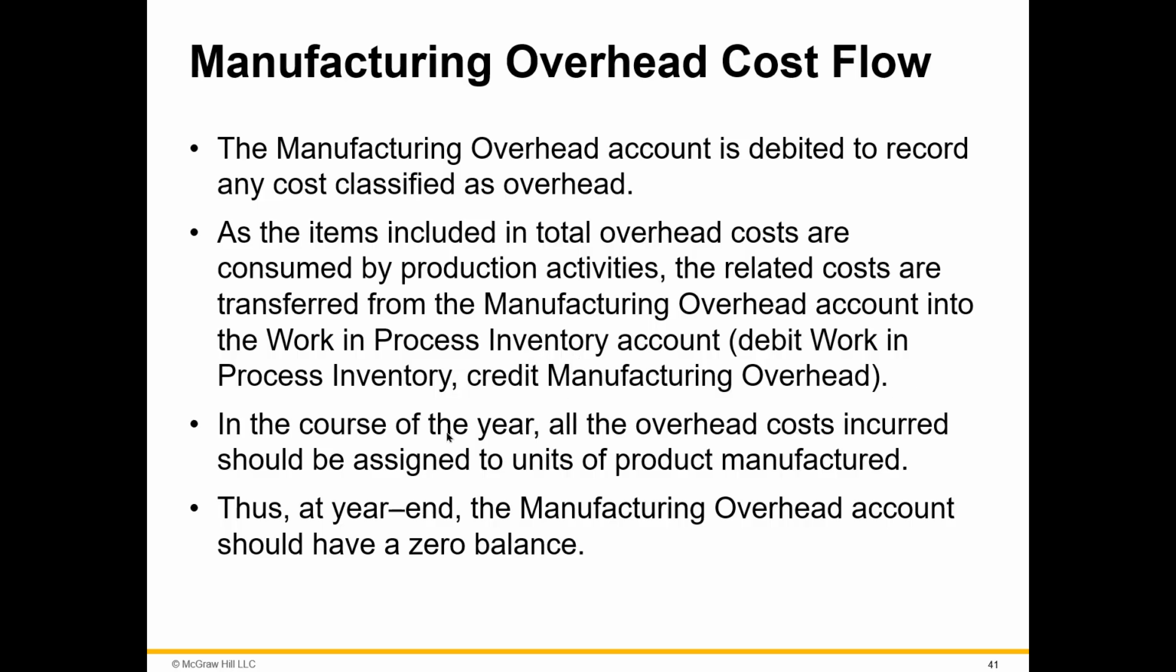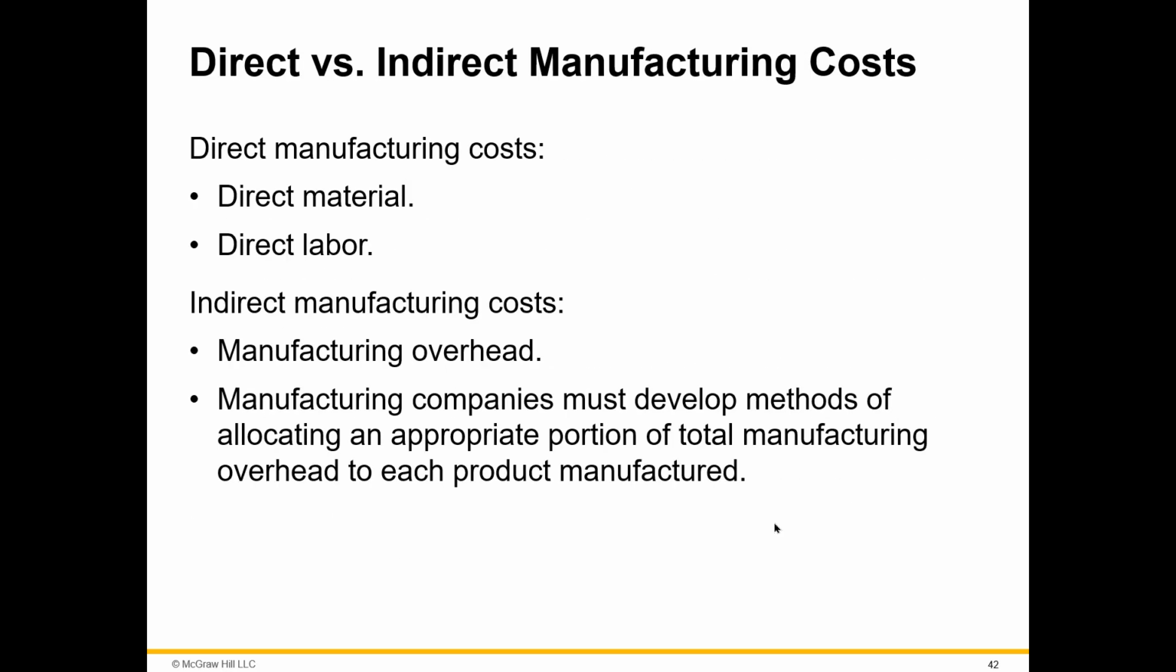In the course of the year, all the overhead costs incurred should be applied to units of product manufactured. Okay, thus at year end, the manufacturing overhead, all those costs should be allocated. Okay, all right, direct versus indirect manufacturing costs. And we've kind of been talking about this, but there's direct material, direct labor, that's our direct costs. And we have some indirect manufacturing costs. And so that's manufacturing overhead. And we're going to establish a method of allocating this to each product manufactured.